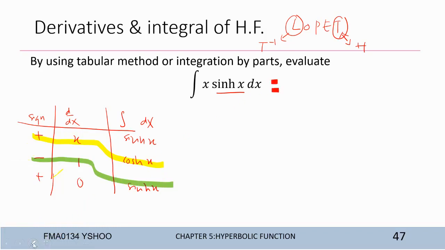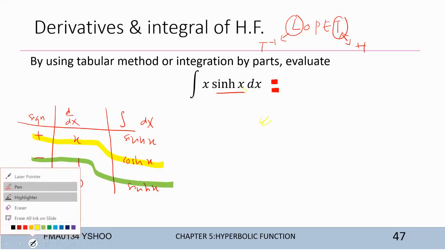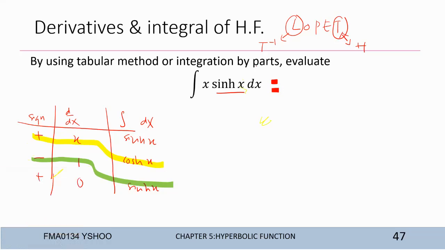Actually, this one is equal to what? The yellow line, the first thing is positive. So it equals positive x cos x, then minus, because this one is minus sine x, and then plus c. Settled.